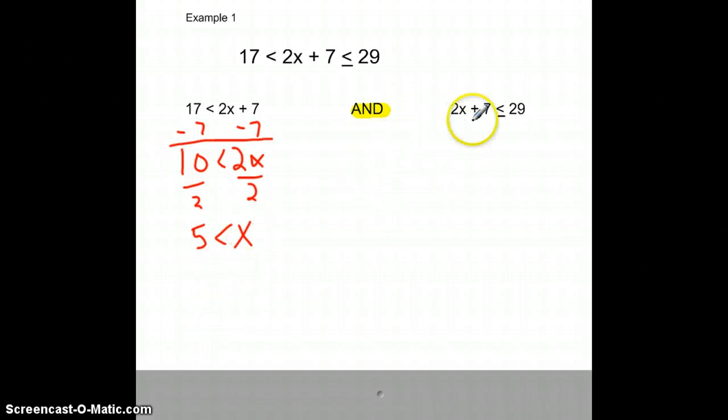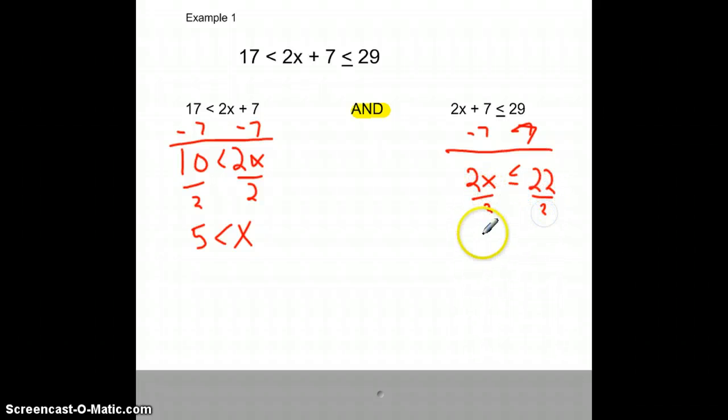Let's come over here and work this part. Again, 2x plus 7. Let's subtract 7 from both sides. So here we have 2x less than or equal to 22. Divide by 2, and x would be less than or equal to 11.